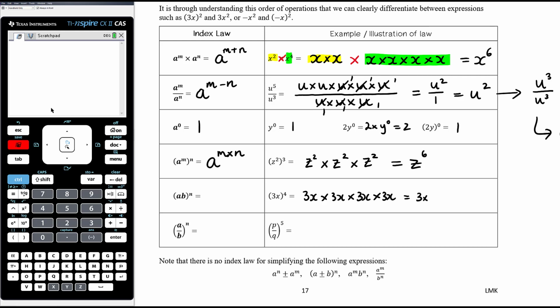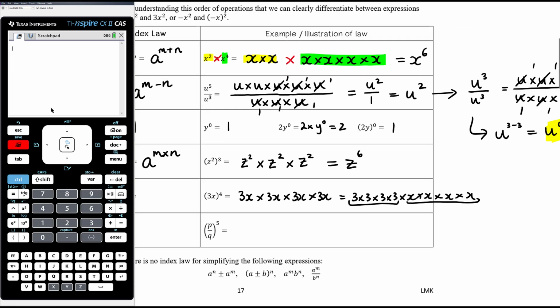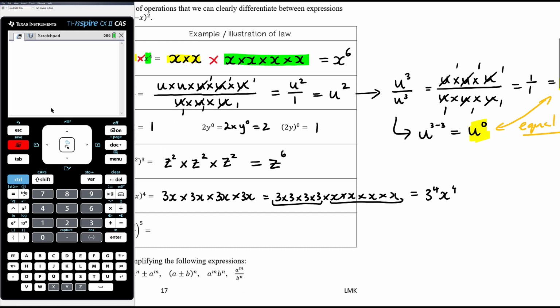So we can think about this as being 3 times 3 times 3 times 3 times x times x times x times x. Yeah? So 3 times 3 times 3 times 3, we could write that as 3 to the power of 4 times x to the power of 4. Okay, so essentially if we have 3x all to the power of 4, we can just do 3 to the power of 4 times x to the power of 4. And obviously 3 to the power of 4, if we know our powers, is 81.